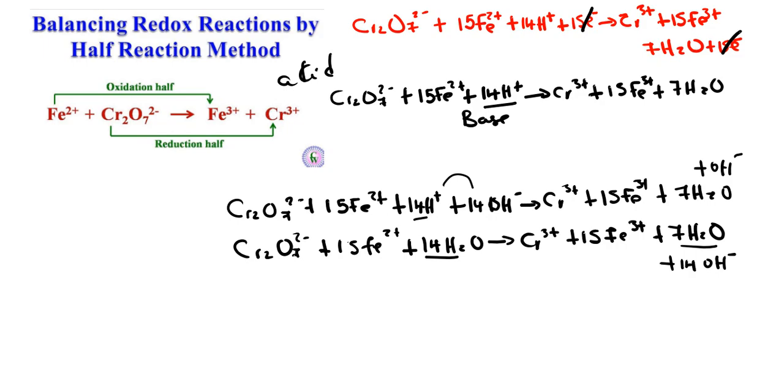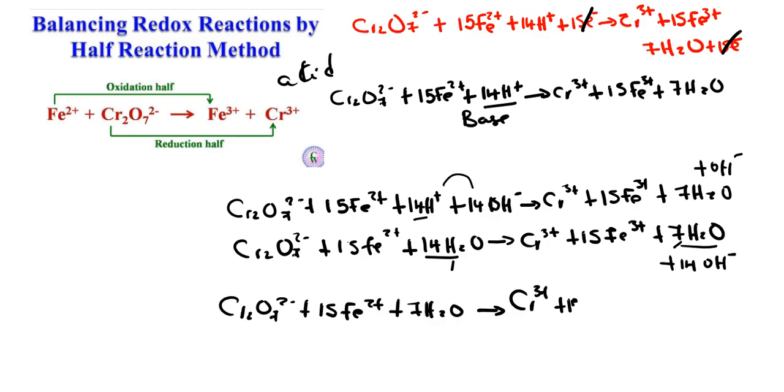So I find that there's 7 water molecules on one side and we have 14 water molecules on the other. This means that we'll bring to the bigger number, and subtract the 7 water molecules. Hence we are going to have Cr2O7 2-, plus the 15 Fe2+, there will remain only 7 H2O, because the 7 from the right side will subtract from the 14. Then is equal to chromium 3+, then 15 Fe3+, then the 7 water molecules has gone. What remained is 14 hydroxide, like that.